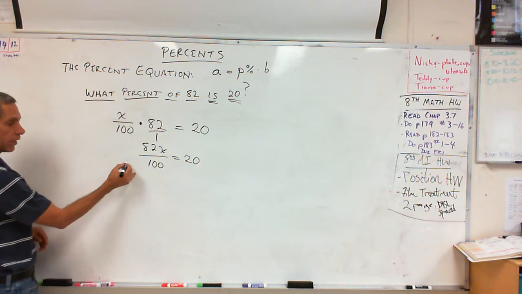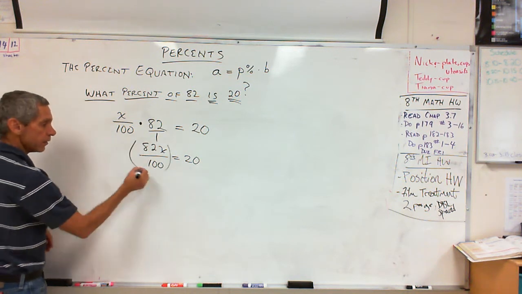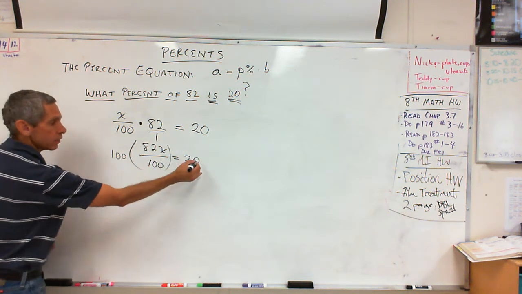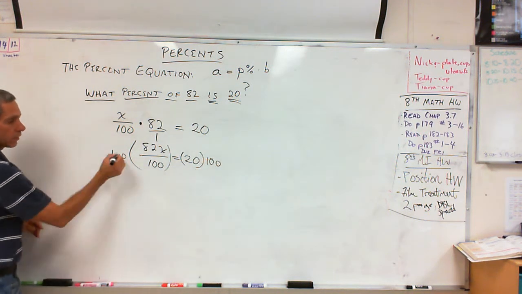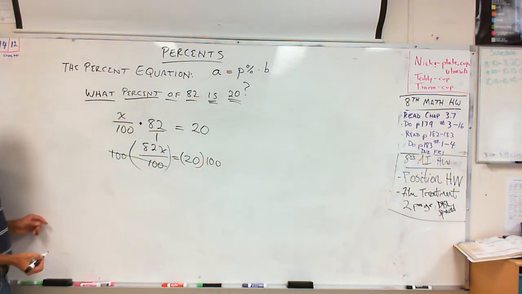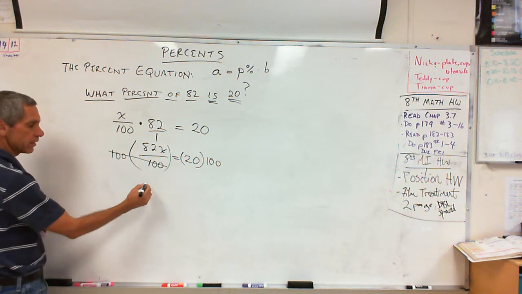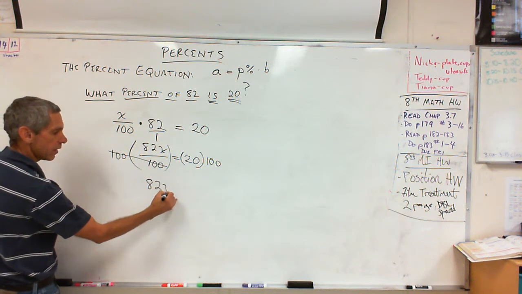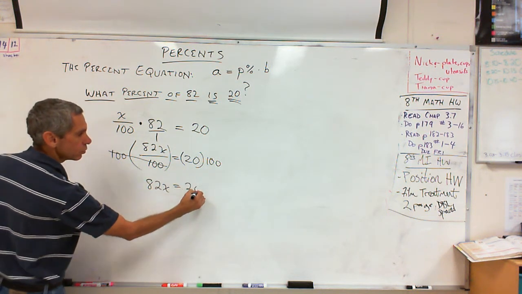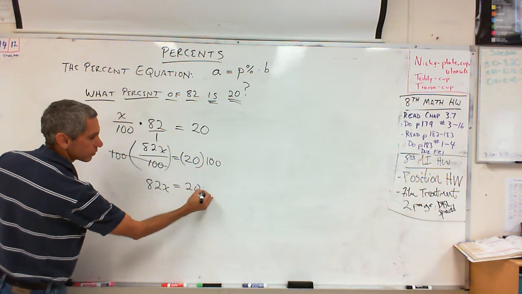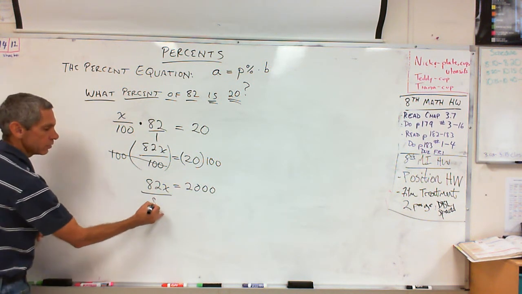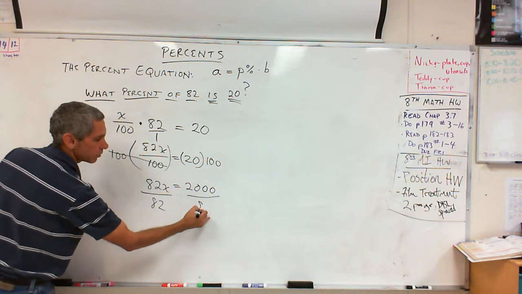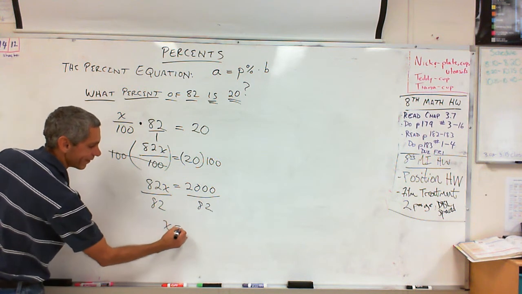I'm going to multiply this times the denominator, and multiply this times the denominator. These cross out. You can always get rid of any fraction this way. 82x is now equal to 20 times 100. There are going to be three zeros, 2,000. And then I just divide by 82, and I will get an answer.